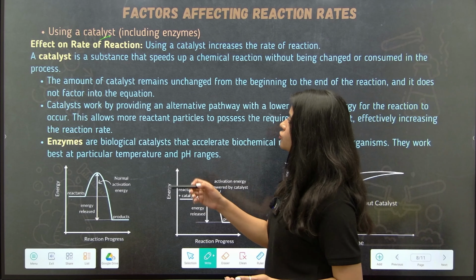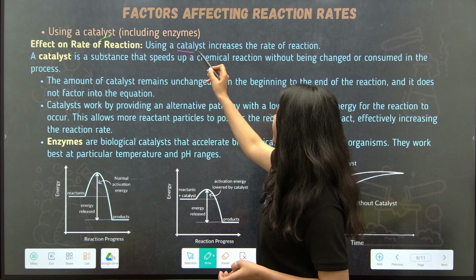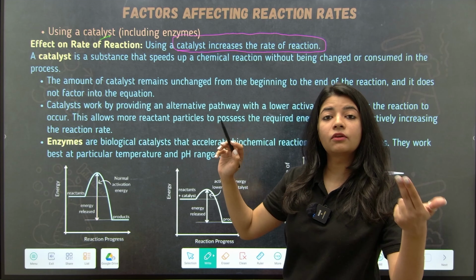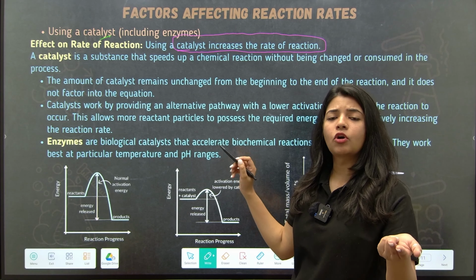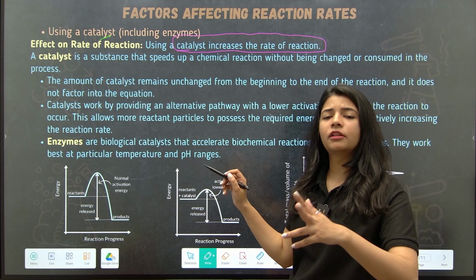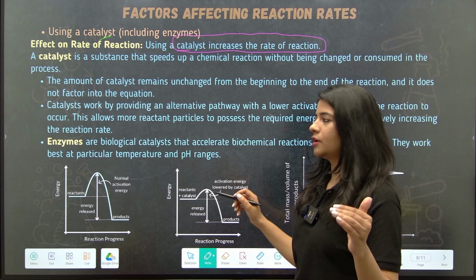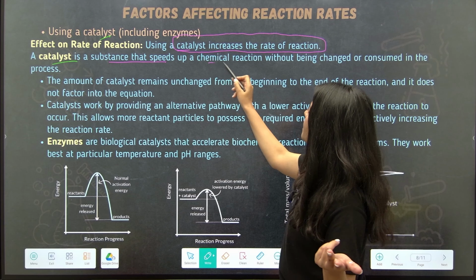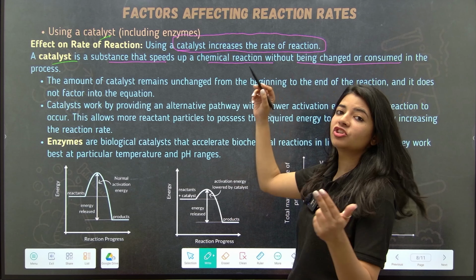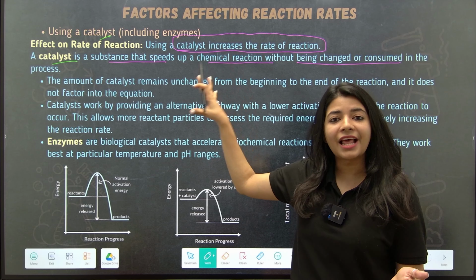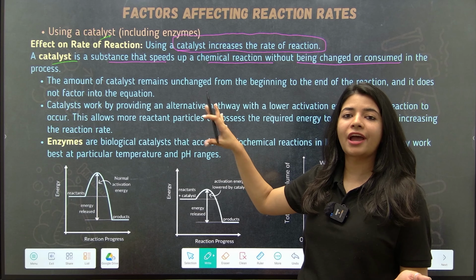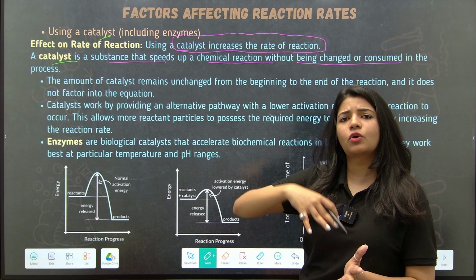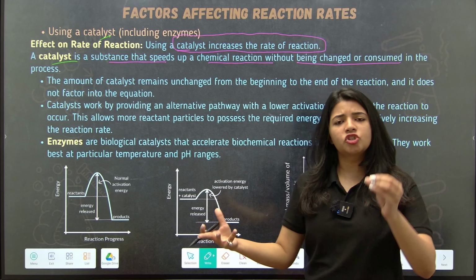So let's read. Effect on rate of reaction. Using a catalyst increases the rate of reaction. Why does it increase the rate of reaction? Because it provides a different pathway with lower activation energy, right? A catalyst is a substance that speeds up a chemical reaction without being changed or consumed. So it itself is not taking part in the chemical reaction. It is just providing a different path, a shorter path, for the reactants to convert into products.